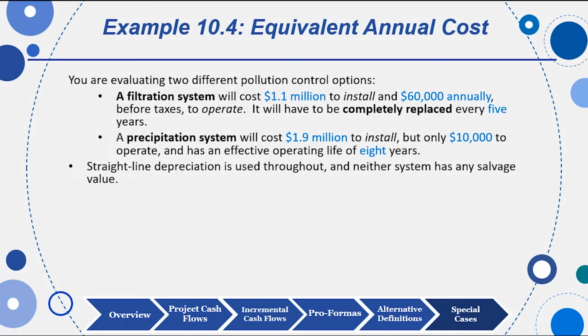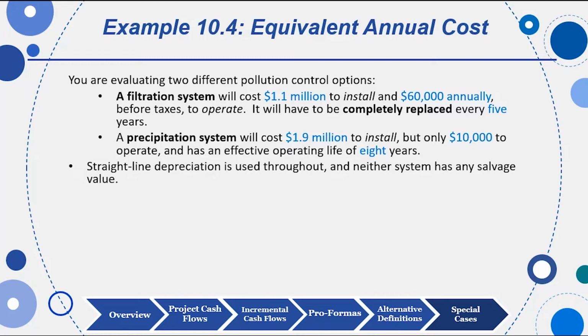So first we have a filtration system option costing $1.1 million to install and $60,000 annually before taxes for maintenance to operate. And we'll have to replace it every 5 years. So differing lives, different values, different maintenance costs. The precip system will cost us $1.9 million to install, but only $10,000 to maintain annually, and an operating life of 8 years. So we'll have to replace this one in 8 years.